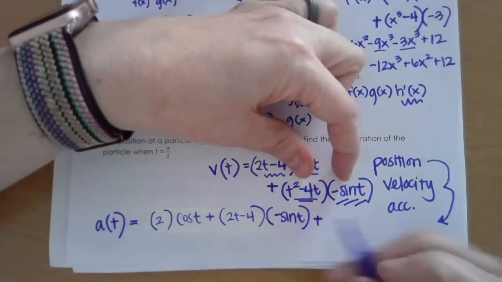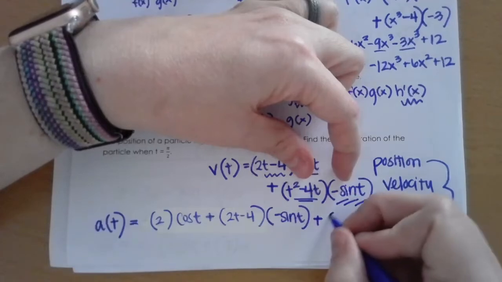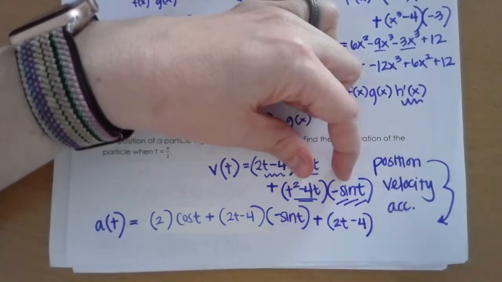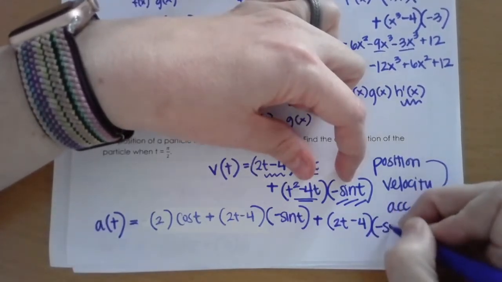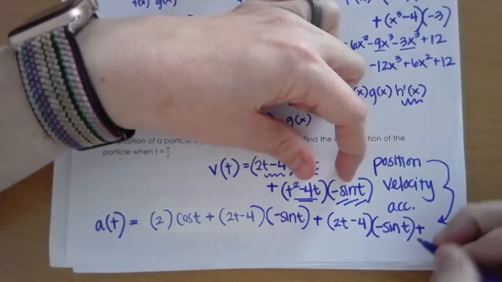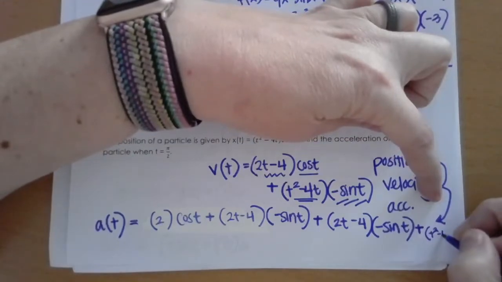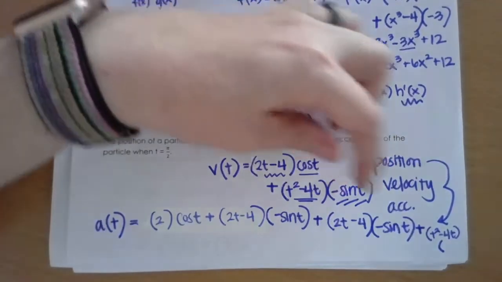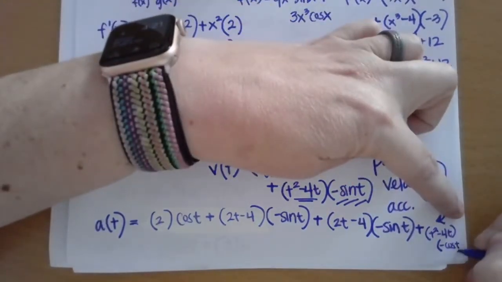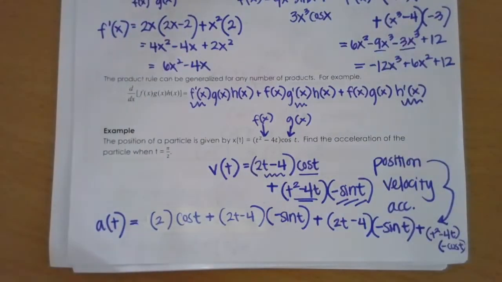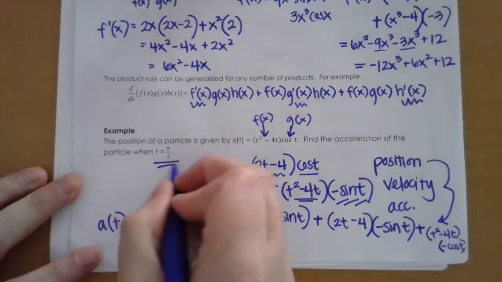Take the derivative of the first. Derivative of t squared is 2t. Derivative of negative 4t is negative 4. We did the derivative of the first, leave the second alone. Plus, now switch your order. I'm going to have to write smaller. We have t squared minus 4t times derivative of negative sine is negative cosine. So now I found the second derivative of that position function, and I had to go through 2 sets of product rules. But keep reading. It says find it when it is at pi over 2.